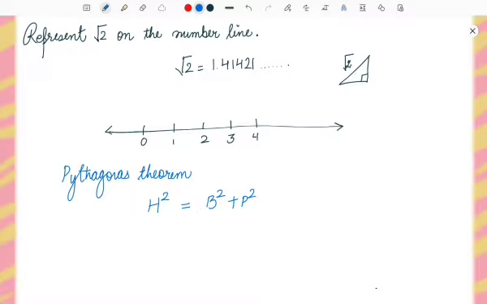That means I need hypotenuse as root 2. Right? What is the square of root 2? 2. Now I need two numbers such that their sum is 2. We need two numbers which, when added, give our answer 2, which is 0 plus 2, and the other combination is 1 plus 1, right?